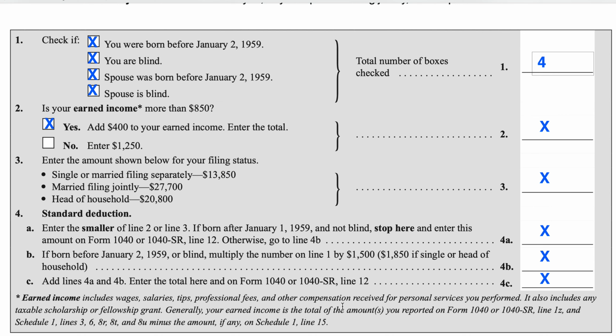And then the line 15 amount that you would subtract is the deductible part of your self-employment tax. So all of those related forms, we'll put links to them in the show notes.